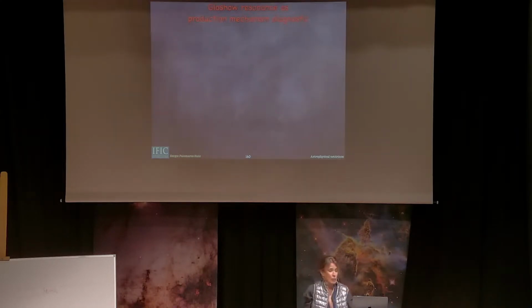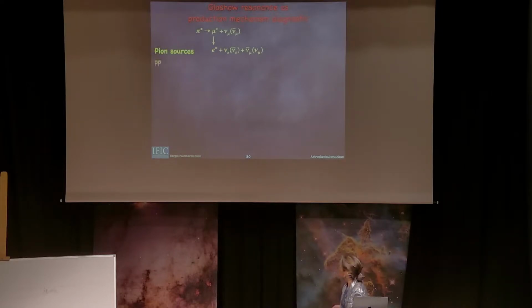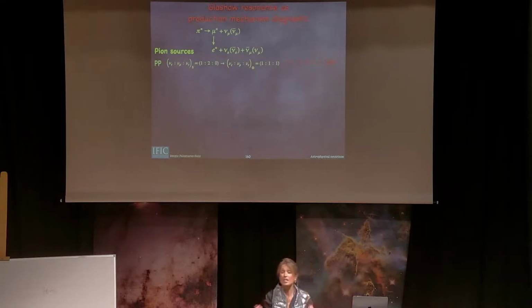Very good. So, for instance, if we have pion sources, in the pp channel or in the pp process, what we expect is the same in neutrinos and antineutrinos, right? So nu_e bar to nu_e equal 1 to 1. And since the Glashow resonance is a measurement of nu_e bars, it tells you how many nu_e bars you are going to have. So, pion sources, pp, nu_e bar to nu_e, 1 to 1, okay?